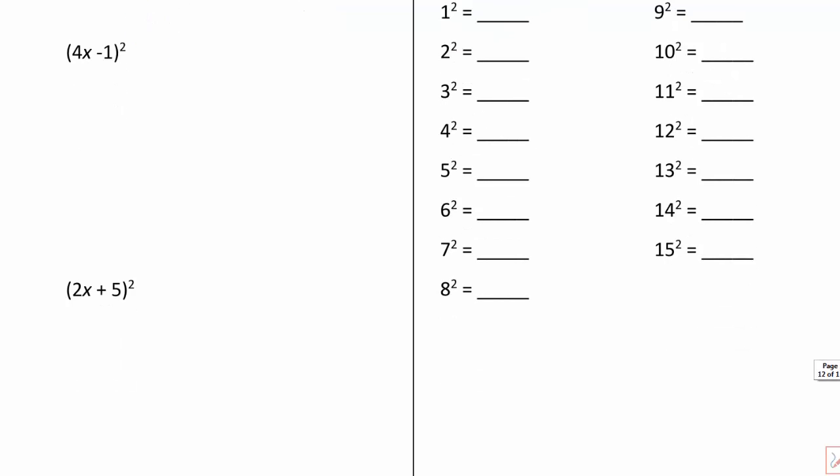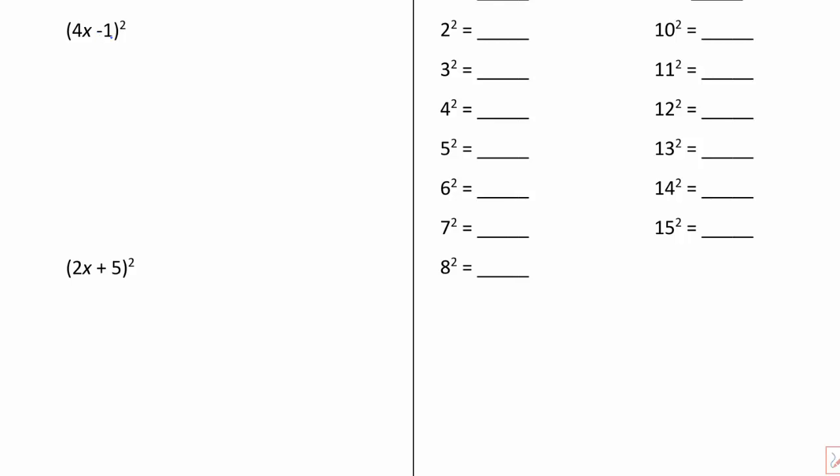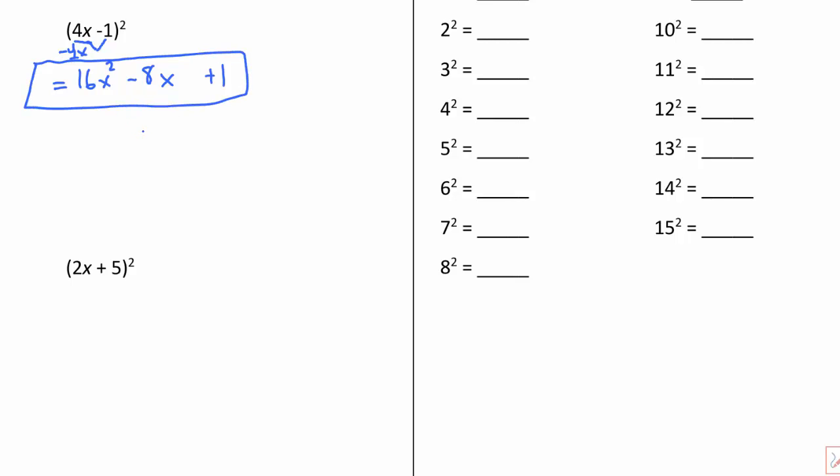Okay, let's see how this works. Let's look at (4x - 1) squared. I'm going to square the first. 4 squared is 16, and x squared is x squared. Square the last, while leaving some space here. That gives me a plus 1 at the end. Now, I do this in my head usually, but if you need to, write it down. 4x times negative 1 is negative 4x. And then double that, in other words, double this number here, that gives me negative 8x. There you go. There's your answer.